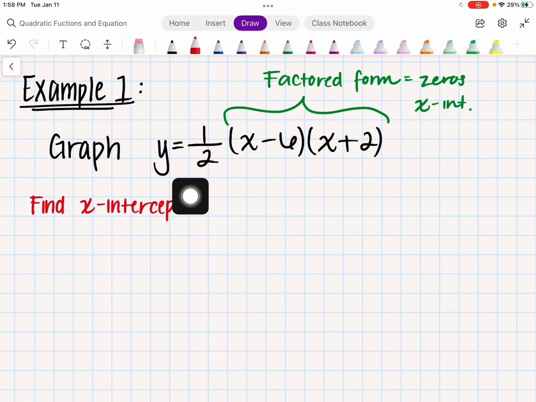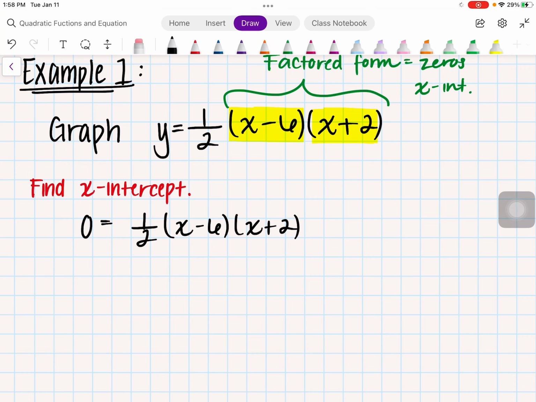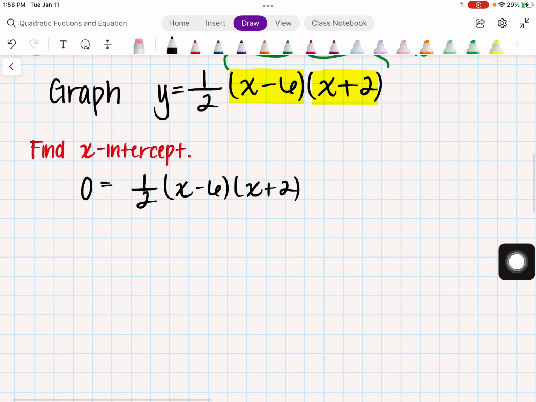First thing we want to do is find the x-intercepts. So in order for us to do that, we actually have to make the equation equal to 0, or more specifically, make both of these binomials equal to 0. I'm just going to write everything else down. Now, we're basically going to make everything equal to 0. We're not going to make the 1/2 equal to 0 unless the 1/2 has an x. In this case, it doesn't, so we're going to ignore it. We're only going to make the expressions that have a variable equal to 0.